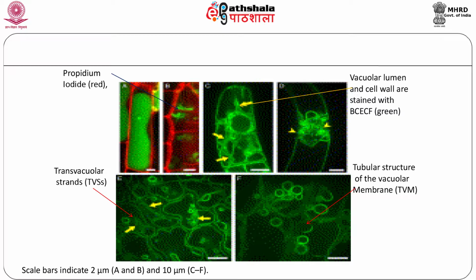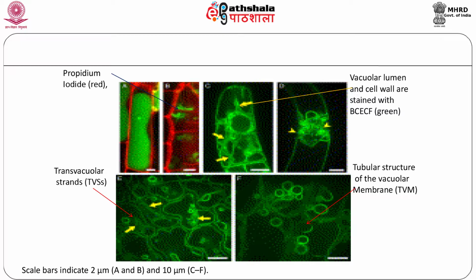Tobacco BY2 cells expressing GFP-AtVAM3, which is mainly localized to the vacuolar membrane, VM, in interphase, which is C, and mitotic phase, D. Yellow arrows and arrowheads indicate transvacuolar strands, that is TVS, and the tubular structure of the vacuolar membrane, TVM, respectively. E. The leaf epidermal cells in 1 week old Arabidopsis expressing GFP-AtVAM3, yellow arrows indicate TVSs.